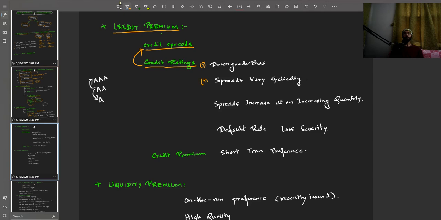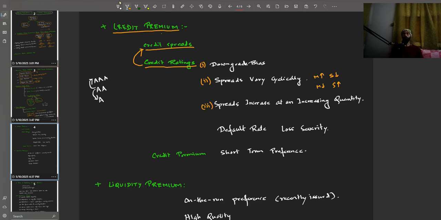Second point is, spreads vary cyclically. During a contraction phase, the spreads tend to widen. And during an expansion phase, the spreads tend to narrow. That means higher yield bonds are available at comparatively lower rates or lower premiums. When the markets are moving upwards or expanding, the spreads move downwards, and when the markets are contracting, the spreads move upwards. So it's kind of a counter-cyclical movement.